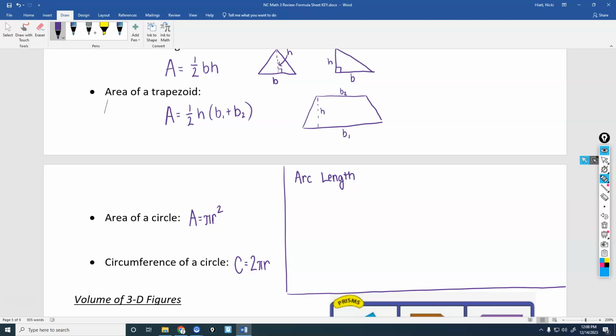Alright, so arc length is just a fraction of your circumference, because when you're looking at arc length, you're looking at just the edge here of that circle, right? That little piece of the edge. So it's just a piece of the circumference. So if you're in degrees, your arc length is going to be your angle over 360 times the circumference, which is 2 pi times the radius.